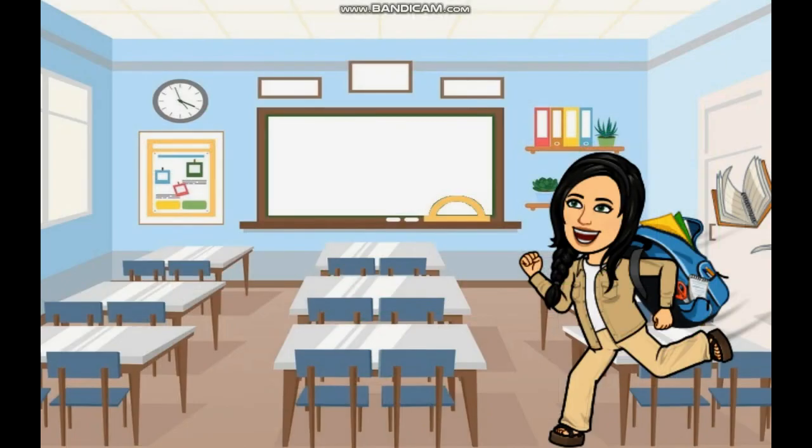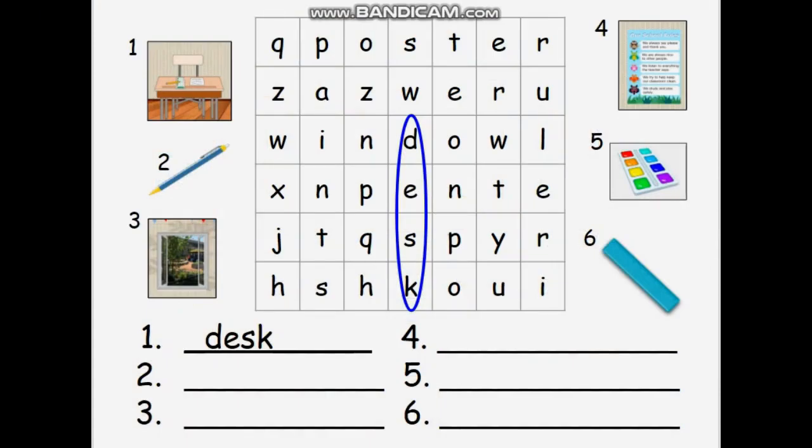Come on, let's remember some words. Let's find them. And now, let's have a look at these letters. Some words are hidden in the letters. Let's find them. Look here. What's this? It's a poster. Where is the poster? Number 4 is a poster. Look, number 4. Let's write poster.